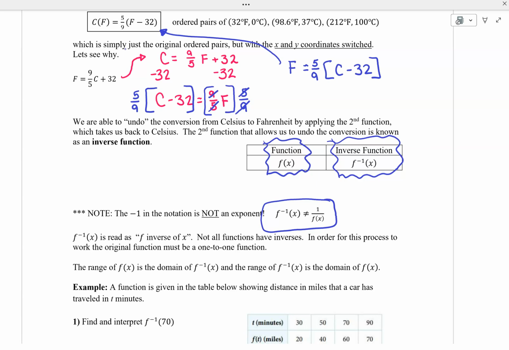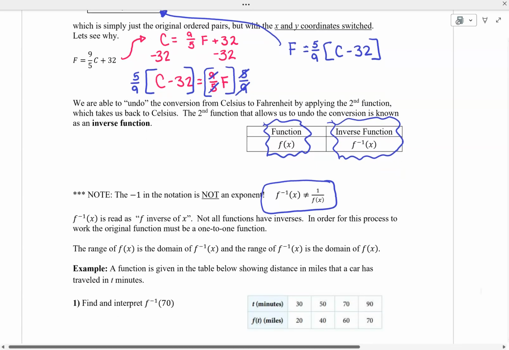Okay. One cool thing is the range of f of x will now be the domain of the inverse, and the range of the inverse is the domain of the f of x. So everything flip-flops on these. So it's kind of cool. You just got to think kind of backwards.